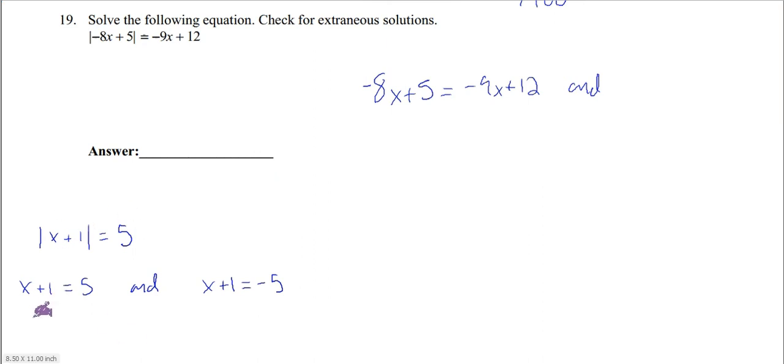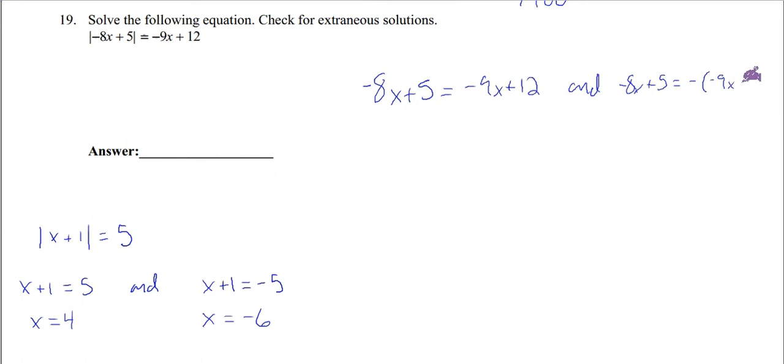So we solve these both and get, if x is 4, 4 plus 1 is 5, absolute value of 5 is 5. If x is negative 6, negative 6 plus 1 is negative 5, absolute value of negative 5 is 5. So that's why every time we solve an absolute value equation, we set it equal to the other side, and we also set it equal to the opposite of the other side.